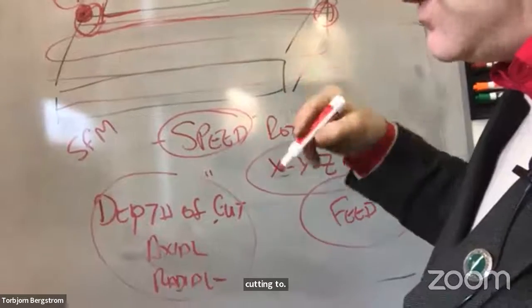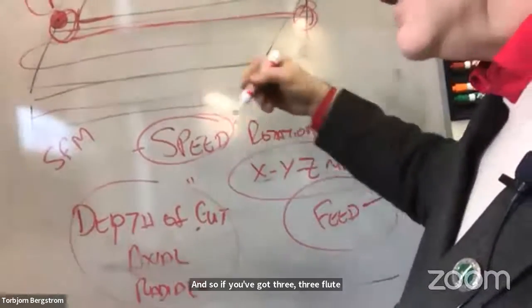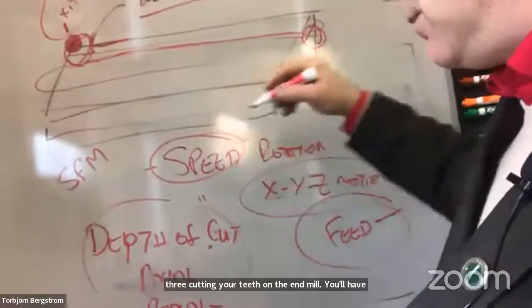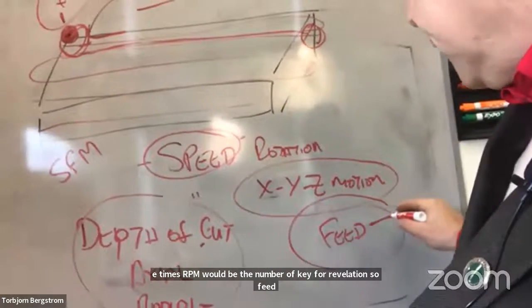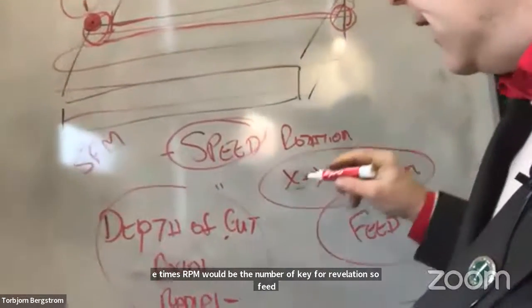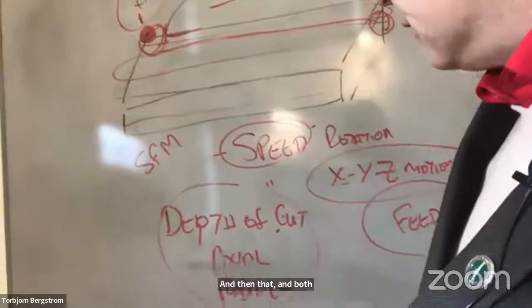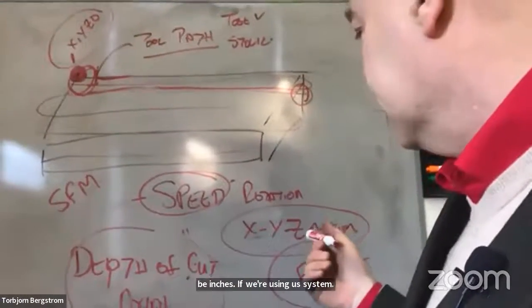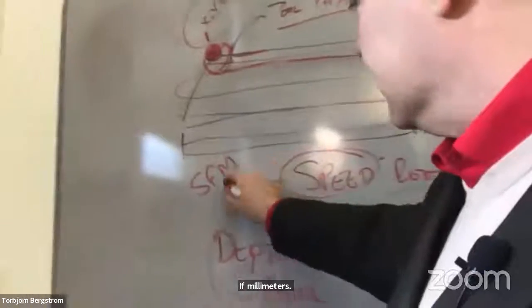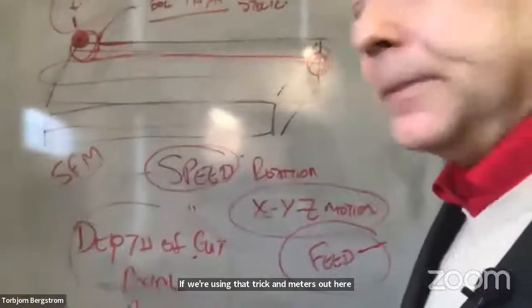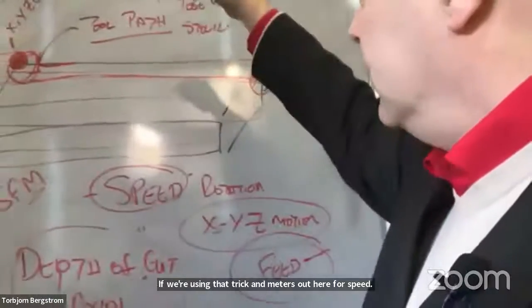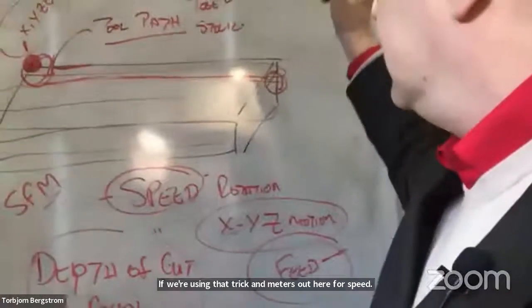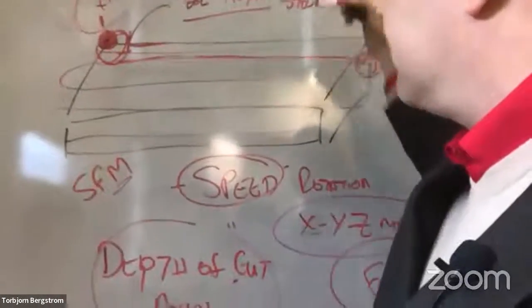And so if you've got three flutes on the end mill, 3 cutting teeth on the end mill, you'll have 3 times RPM as the number of teeth per revolution. So feed is in feed per tooth, and then depth, both axial and radial, typically would be inches if we're using the US system. It's millimeters if we're using metric, and meters for speed while we're doing that. So to get the tool path, we've got to get these basic parameters: speed, feed, depth of cut. We've got to know what our tool is, know what the stock material is.